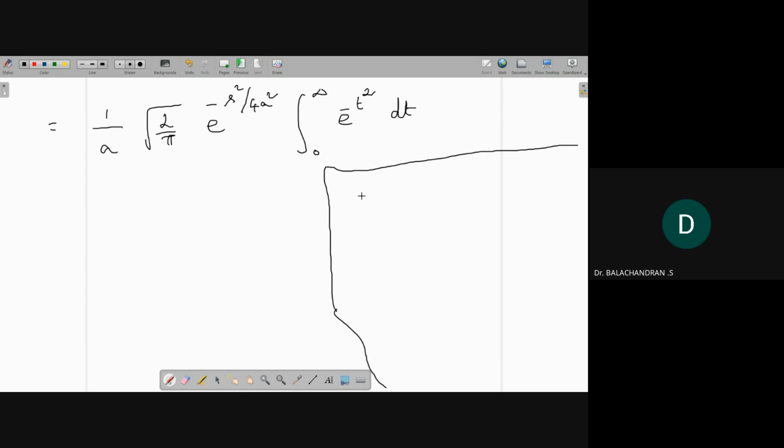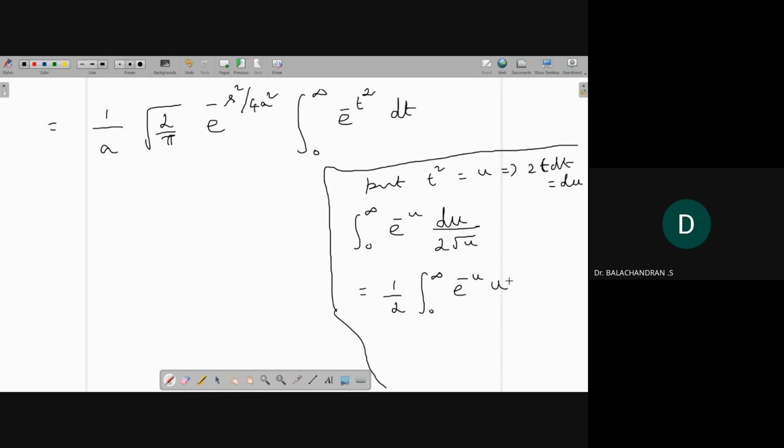So in this integral, put t square equal to some u. So now this integral is equal to integral 0 to infinity e power minus u into dt. What is dt? Actually, this implies 2t dt equal to du, so dt equal to du by 2t. But t equal to what? Root u.